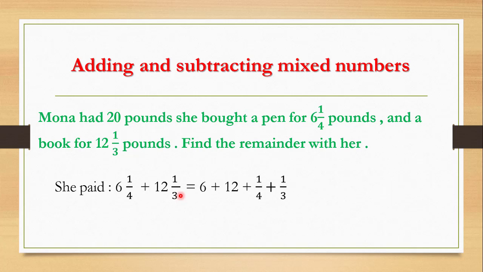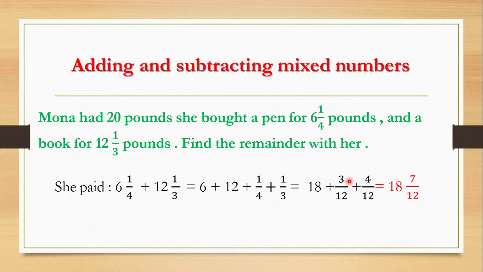In this case, we have an addition operation, so we can add the whole numbers together and the fractions together. 6 plus 12 is 18. Then I'll add 1 over 4 plus 1 over 3. So we have 18 plus, the common denominator will be 12. 4 times 3 is 12 and 1 times 3 is 3. 3 times 4 is 12, 1 times 4 equals 4. So 3 plus 4 is 7. 18 plus 7 over 12 is the same as 18 and 7 over 12.